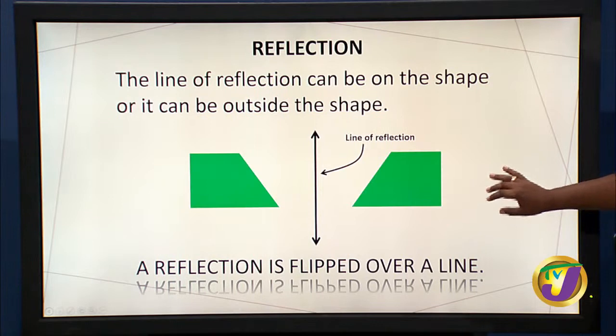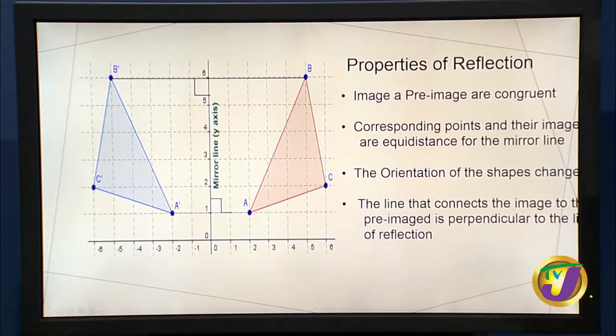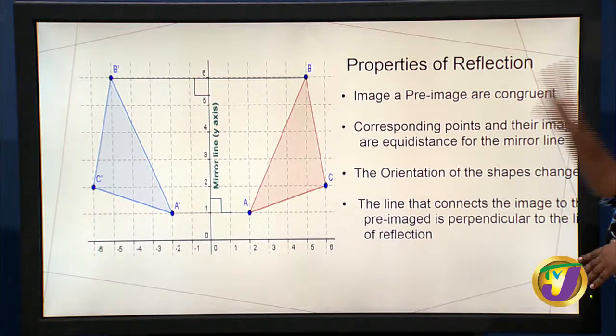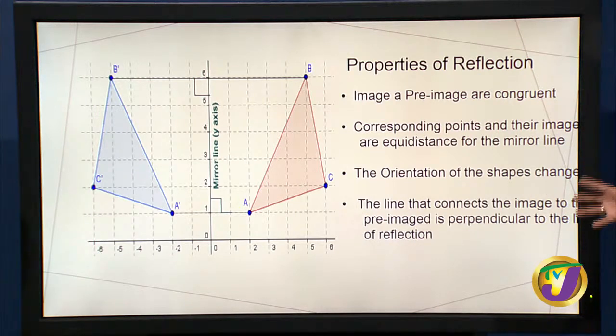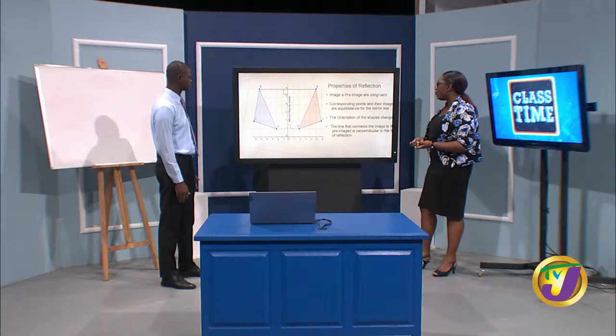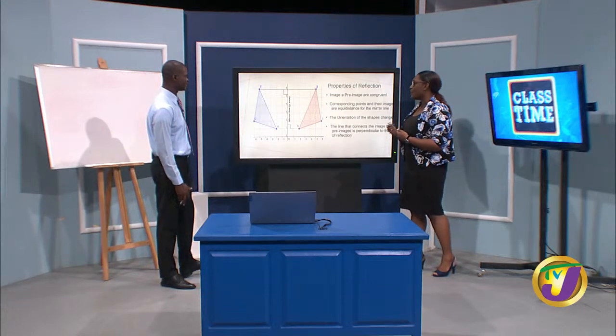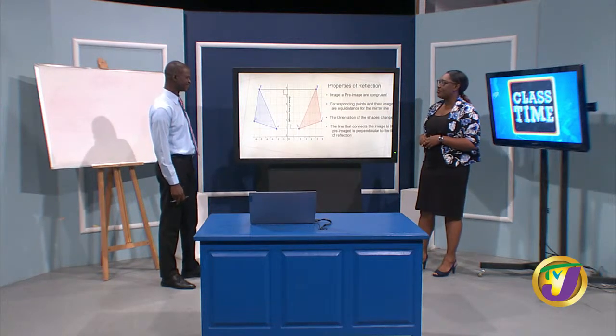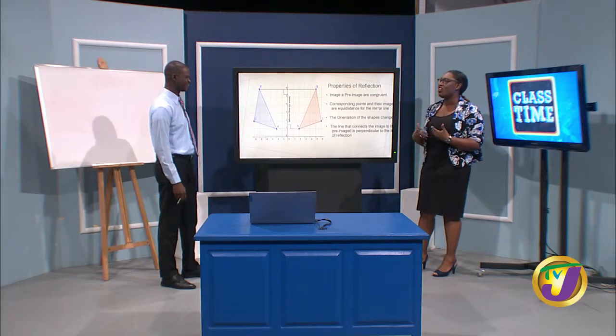So those are some key points that we want to emphasize again, and hope you guys are taking notes at home. So here we have it nice and dandy. This is our little put together. You guys can screenshot this, take a picture. So image and pre-image are congruent. Congruent. What do we mean by congruent?